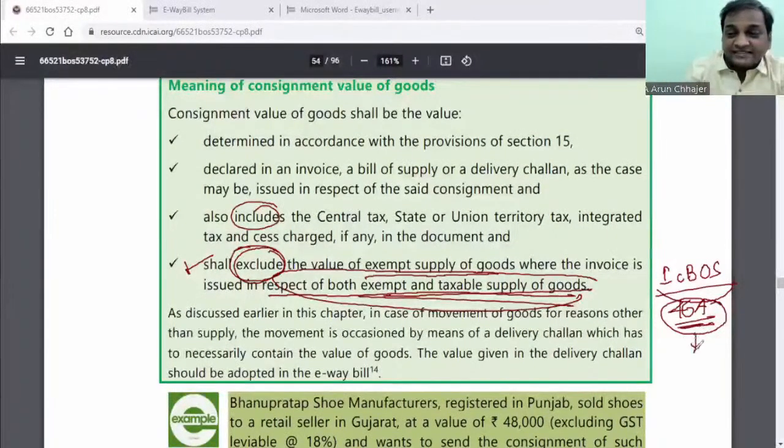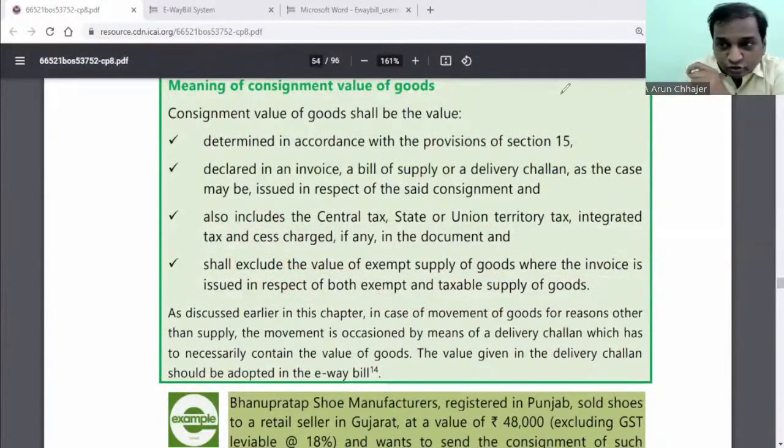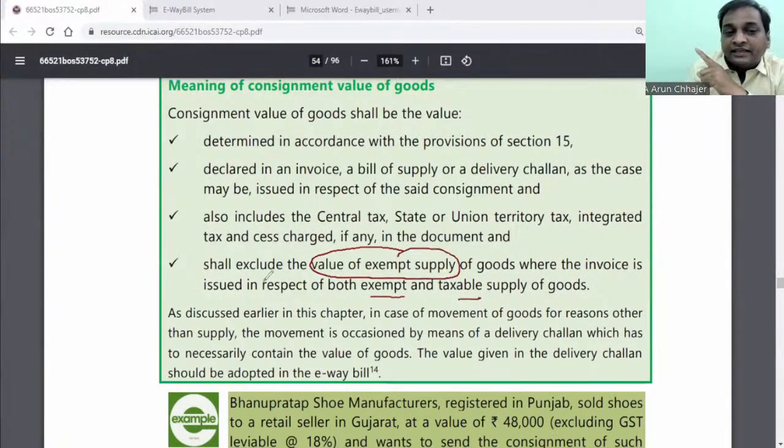The answer is if the supplier is making the supply to an unregistered person. Yes, absolutely correct, Abhishek. If the recipient is an unregistered person, then it can be merged and a single document, invoice-cum-bill of supply, can be issued. In that type of document, you will have both the taxable and the exempted, but the value of the exempt supply would be excluded.